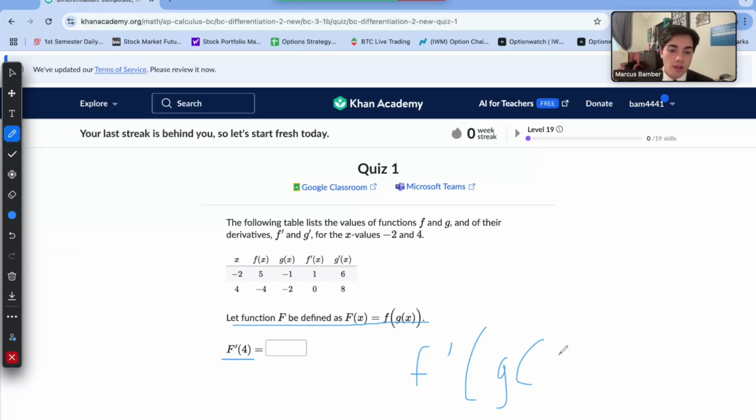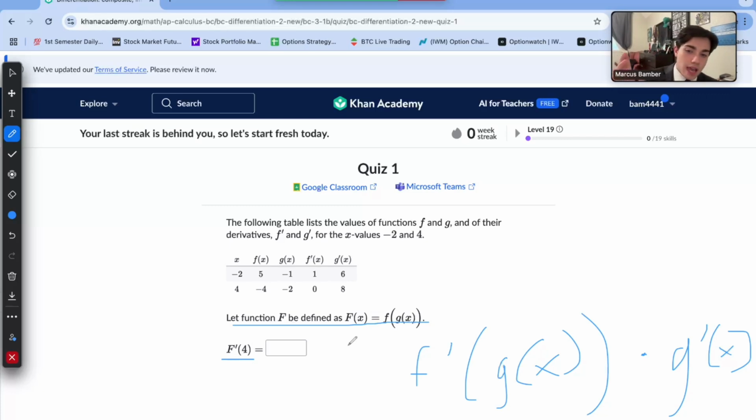So we have the derivative of f, and g of x is still the inner function, and then times the derivative of the inner function. So derivative of the outer function, with the inner function, times derivative of the inner function. This is how the chain rule looks. This is how we're going to use composite functions, and this is equal to the derivative of capital F at 4.